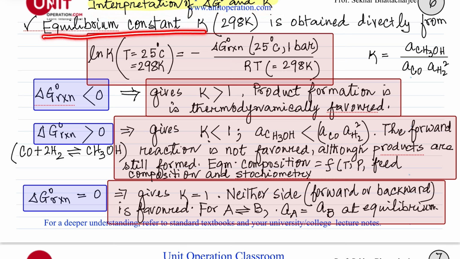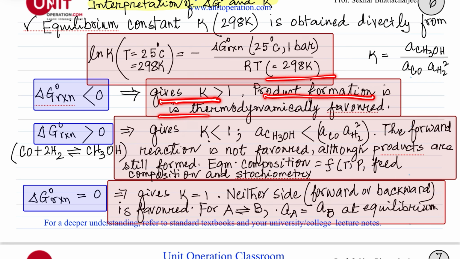The equilibrium constant is obtained directly from this equation. We have calculated the value of K, which is equal to 2.41 times 10 to the power 4, where K is the activities raised to the power of the corresponding stoichiometric coefficients. In general, when the standard Gibbs energy of reaction is negative, less than zero, it gives a value of K greater than 1, and the product formation, that means the forward reaction, is thermodynamically favored. So this reaction is favored.